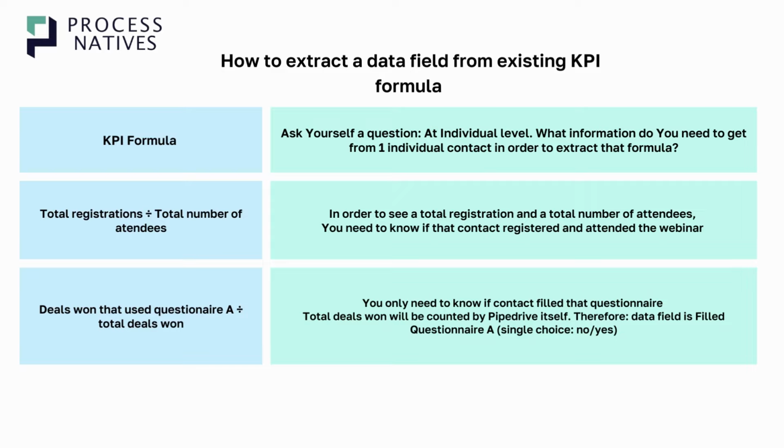Second example is deals won that used questionnaire A divided by total deals. Here it's different. You only need to know if contact filled questionnaire because total deals won will be counted by Pipedrive itself. Therefore, data field is "filled questionnaire A", which is a single choice field with the answers yes or no. Make sure to apply this knowledge in the PDF template that you filled with stage, audience, tactic, and actions.